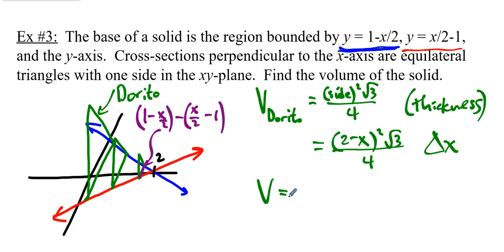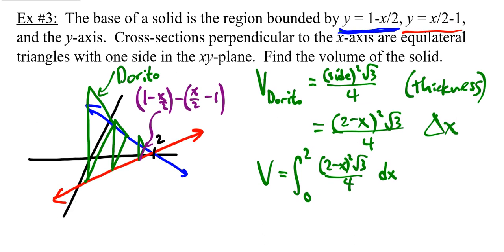So the volume of the Dorito loaf is an integral of side squared radical 3 over 4 dx. From where to where? Well, it appears 0 to 2. The y-axis is on the left side, and then these two lines intersect when x is 2. So that ends the interval of integration.